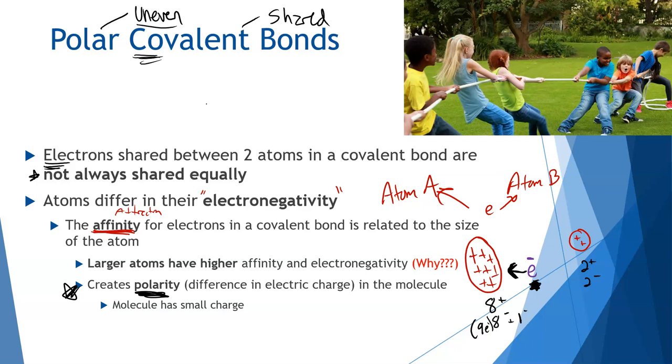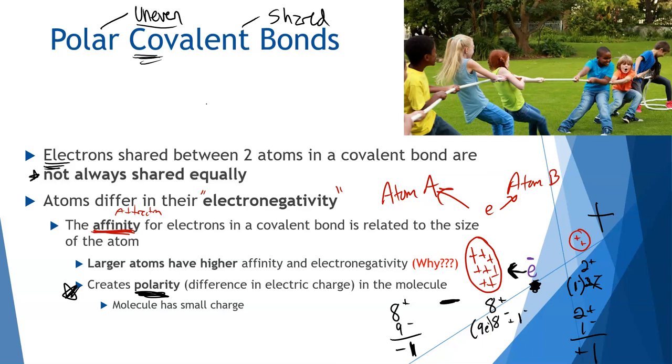Because this electron in the middle is going towards the left, this atom to the right will start to look more like -1 instead of -2. So this atom on the right is going to be a little bit positive, and this atom on the left is going to be a little bit negative. Because if I have 8 positive and 9 negative, that means I'm a little negative. And if I have 2 positive and only 1 negative, that means I'm a little positive.